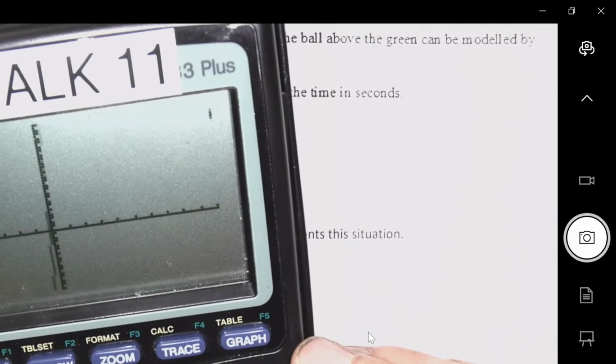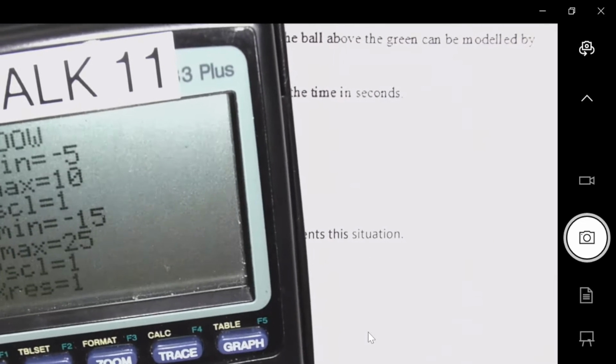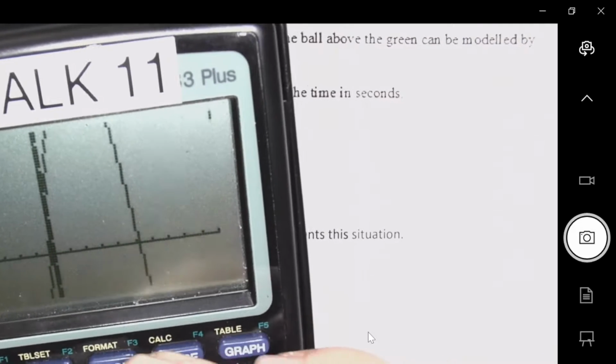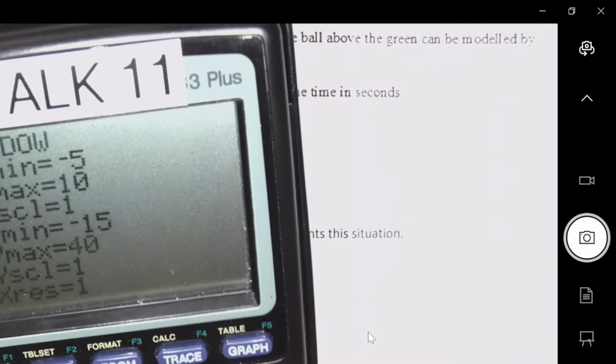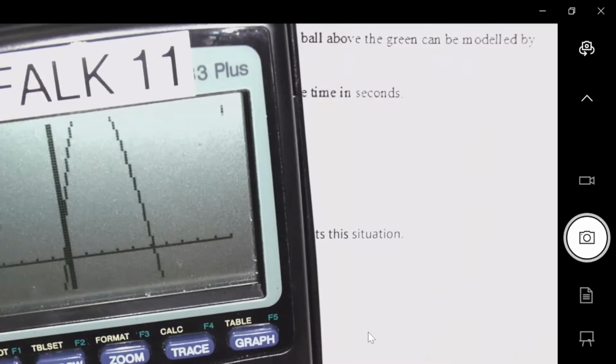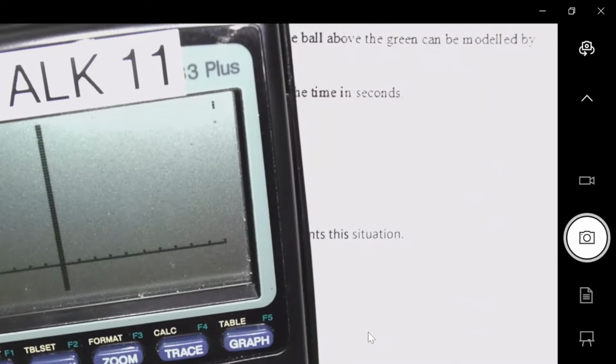25. Nope, more. 40. Nope. Let's go 60. Still no. I'm getting close. 80 must work.